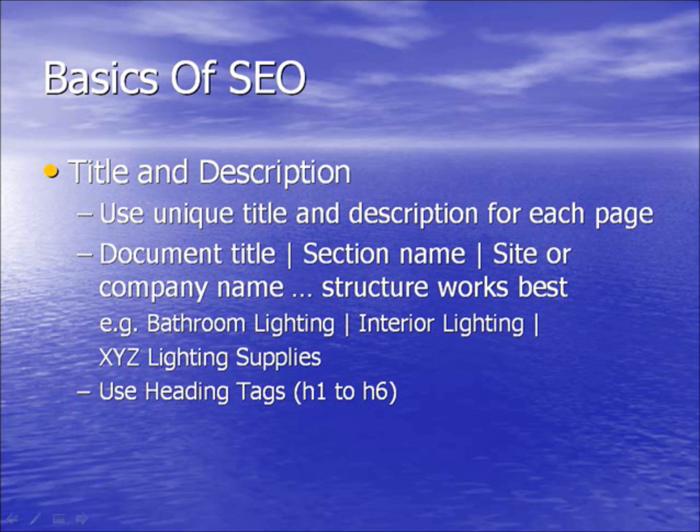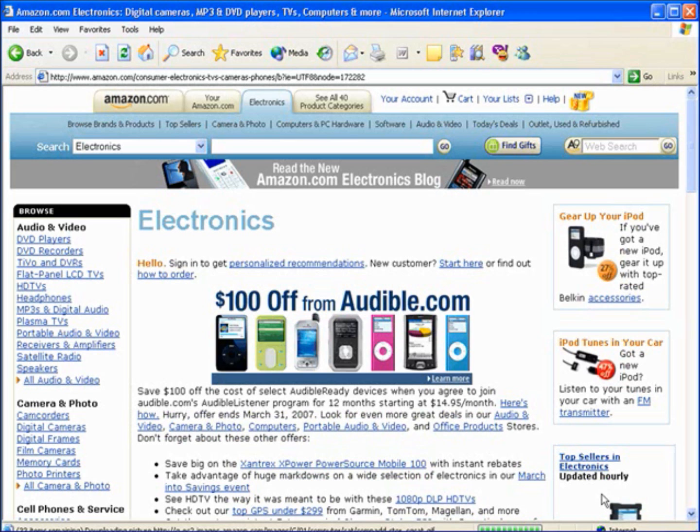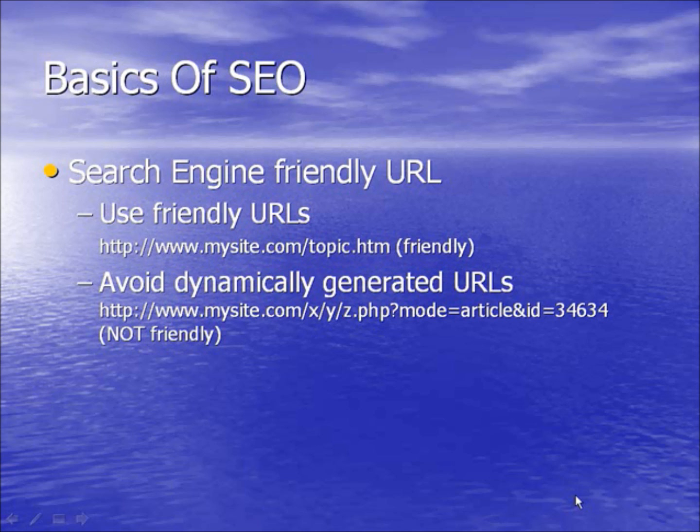You can also use heading tags within your content to emphasize the keywords. Now here is an example of a good title. You can see the name of the company, Amazon.com, followed by a section name, electronics, followed by the items which are for sale in this section.